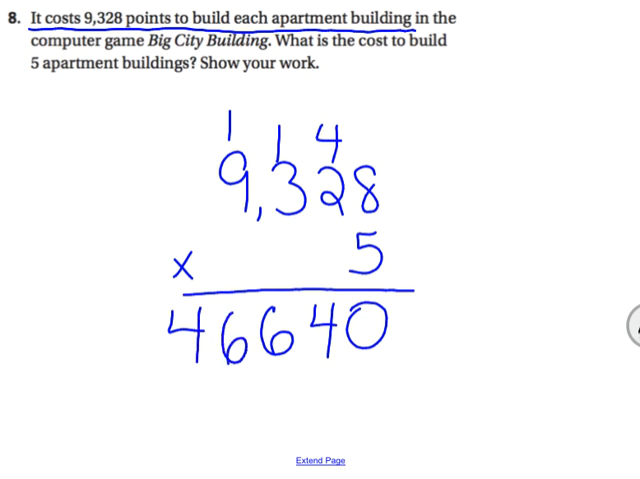Make sure we have our comma, ones, tens, hundreds, thousands. Okay, so complete sentence. It will cost 46,640 points, since we're working with points, to build 5 apartment buildings.